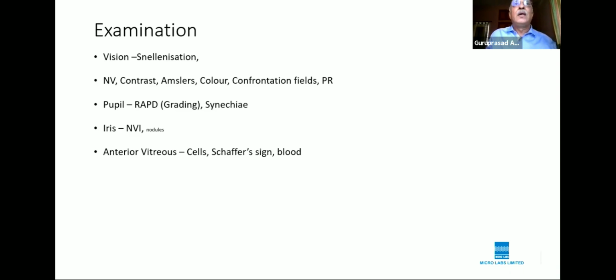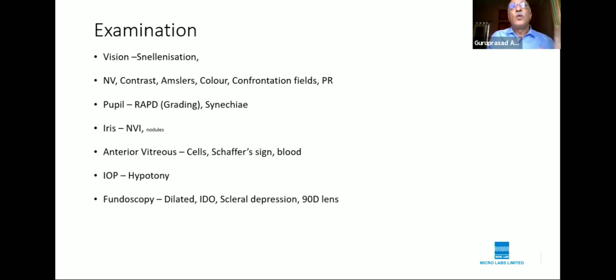Anterior vitreous for cells, Shafer's sign, and any blood just behind the lens. Sometimes in a patient with PDR or any vitreous hemorrhage for that matter, you can have blood stuck to the posterior capsule of the lens, usually inferiorly, and that can give you some clue about what is happening in the fundus even before you dilate and see. IOP for hypotonia, again, just like NVI, hypotonia is ominous. If the patient has hypotonia, probably you're dealing with a case of retinal detachment, and therefore these anterior segment findings give you a lot of information about what you can expect in a case of vasculopathy, for example.